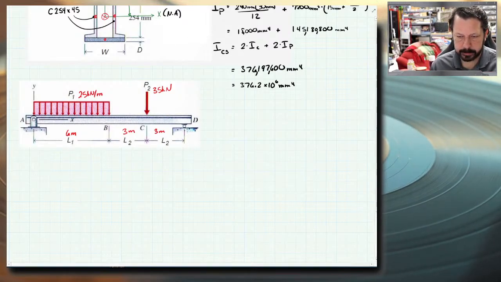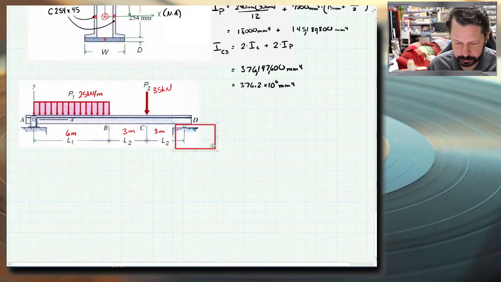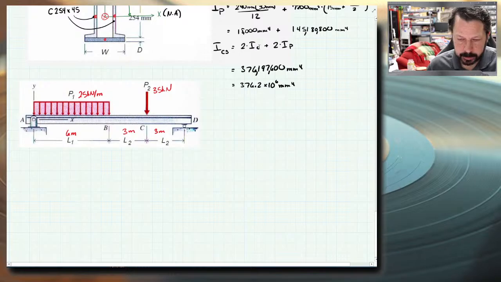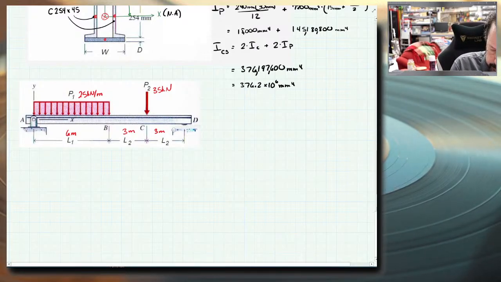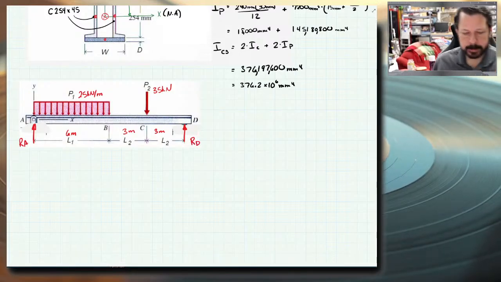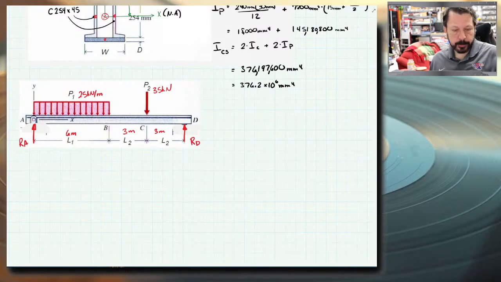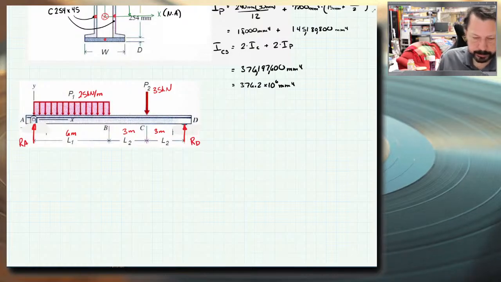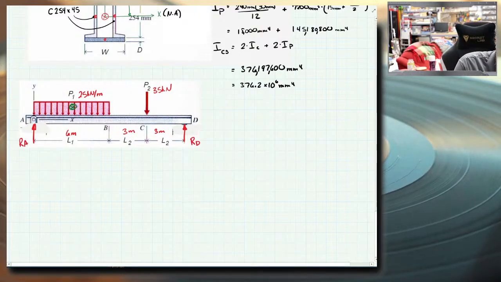Now we need our, I wonder if this, no, it just draws a box. All right. Let's cover this guy up and cover this guy up. This will be the reaction at A. This will be the reaction at D. Let's take our distributed load, 25 kilonewtons per meter, spread over 6 meters. 25 times 6 is 150 kilonewtons. And that will be at 3 meters.